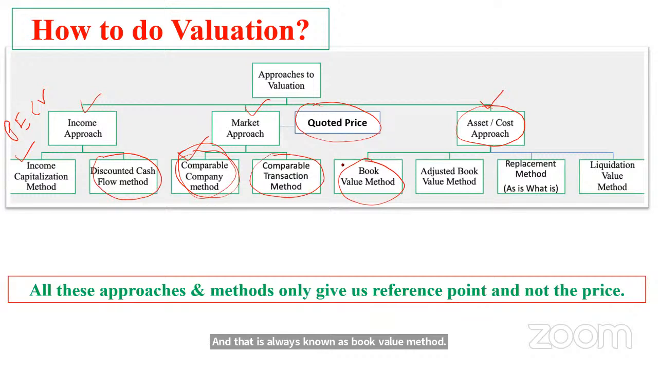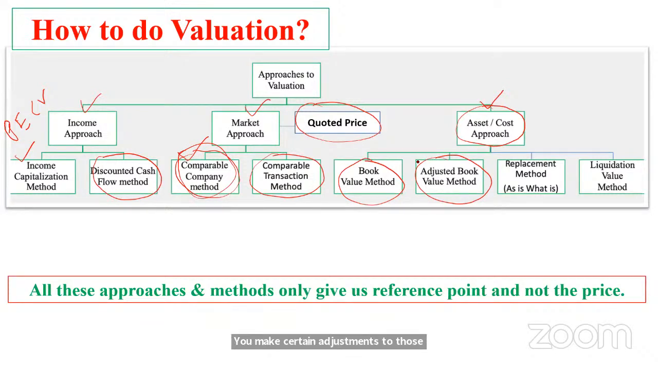So the value given in the books becomes the basis, and that is how it is known as book value method. The second method under the cost and the asset approach is known as adjusted book value method. Now, what is the meaning of adjusted book value method? The meaning of adjusted book value method is you don't pick up the figures as they are given in the balance sheet. You make certain adjustments to those figures.